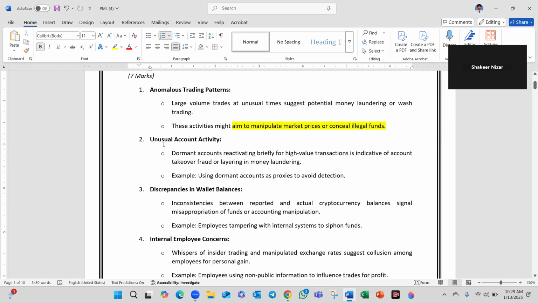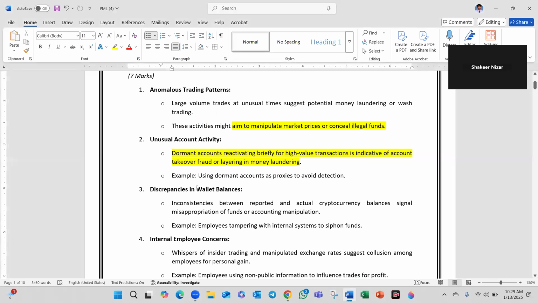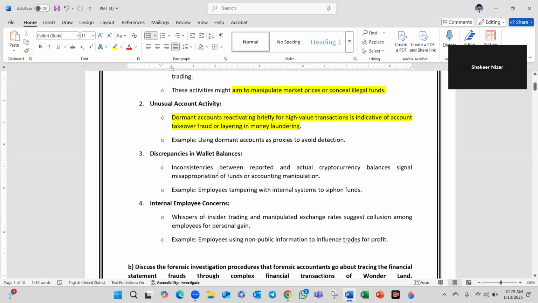Unusual account activity, dormant account reactivated briefly for high value transactions, is indicative of account takeover, or layering the money. Sometimes you know that money laundering is a process using three stages: placement, layering, integration. Layering. Okay. Sometimes it can be indicative of money laundering, right? Here you can see using dormant accounts as proxies to avoid detection, right?